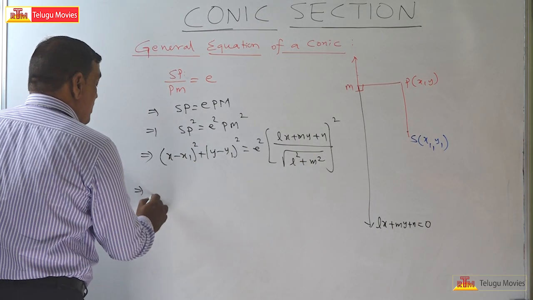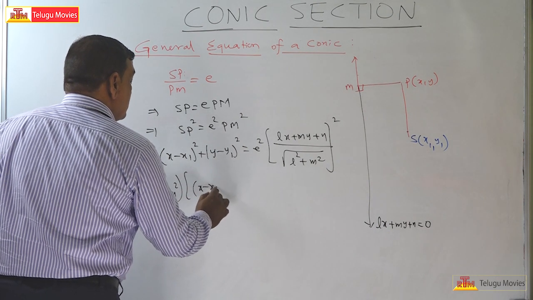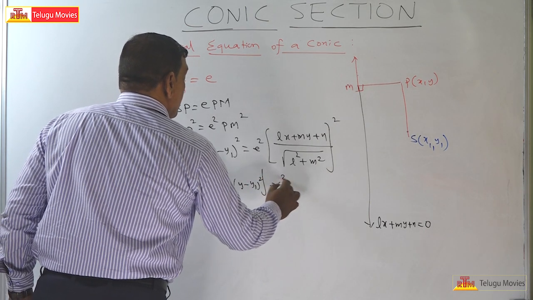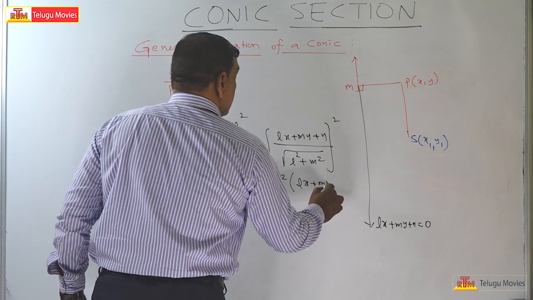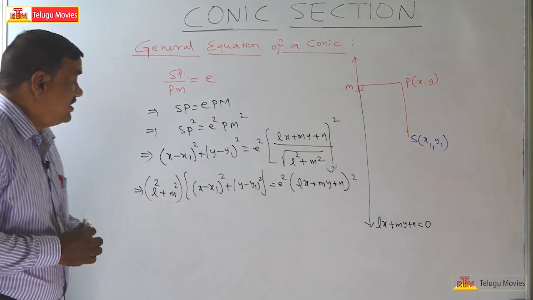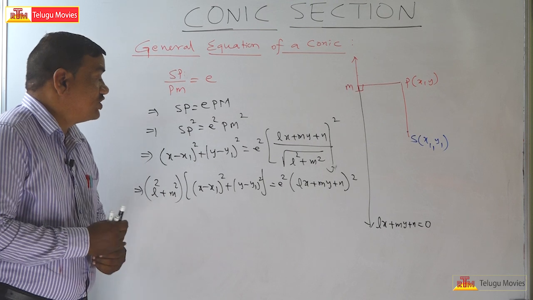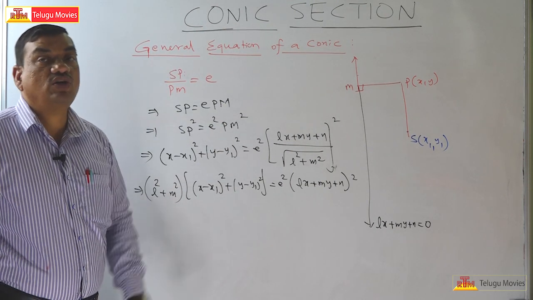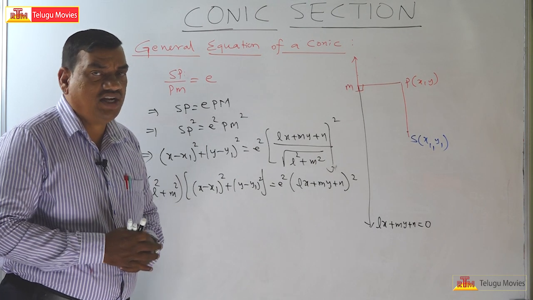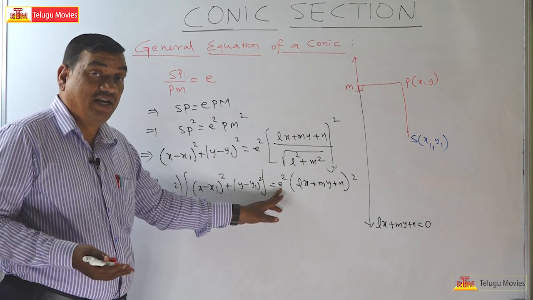So you will get (l square plus m square) into ((x minus x1) whole square plus (y minus y1) whole square) is equal to e square into (lx plus my plus n) whole square. Understand? So this is the general equation of the conic. Depending upon the e value, the equation will change. For example, e value may be 1, maybe 2, maybe 3, but it cannot be negative.